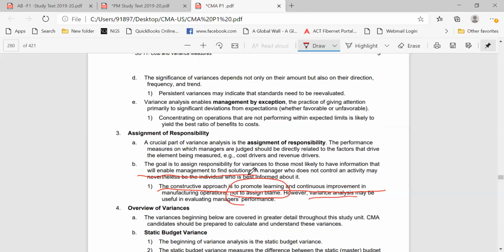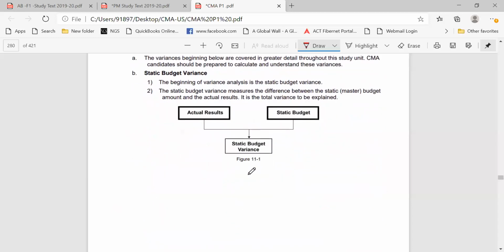However, variance analysis may be useful in evaluating managers' performance. Why managers' performance here is because the manager is the person who is setting those standards. Now, when those standards are changing or getting variances, the reason is the manager has not set proper standards. So you are assessing the performance of the manager. All right. Now this is an overview of variances, static and actual budget. Hope you guys understand.